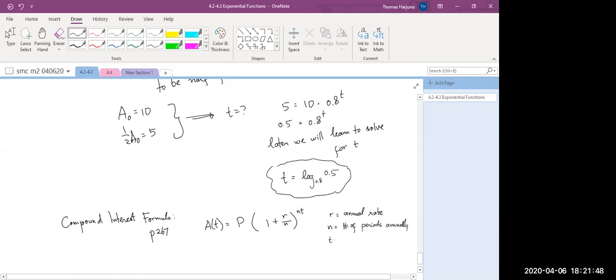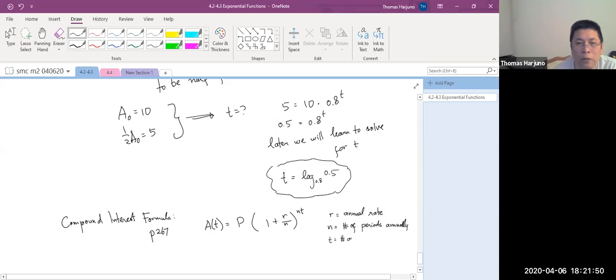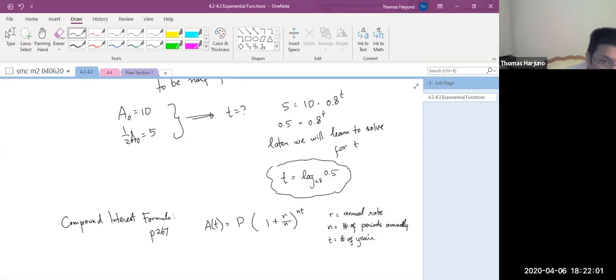And T is number of years. Now, this formula is in the book. Usually, I don't ask this type of question in my test, but I'm planning that this time I will give you this question in the test. Do you need to memorize the formula? It's supposed to be yes.